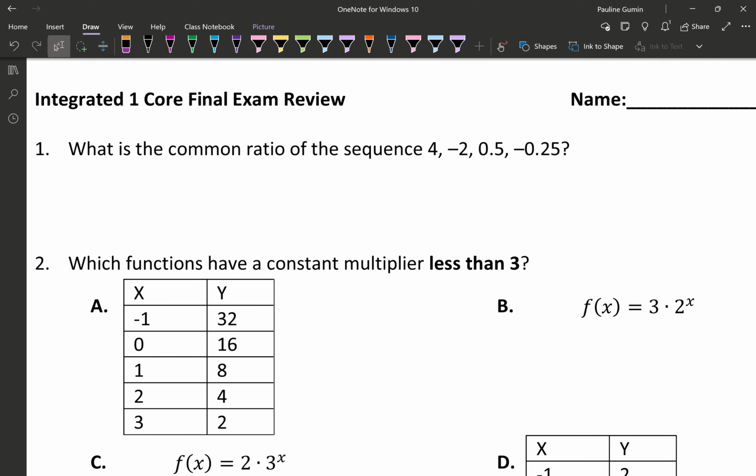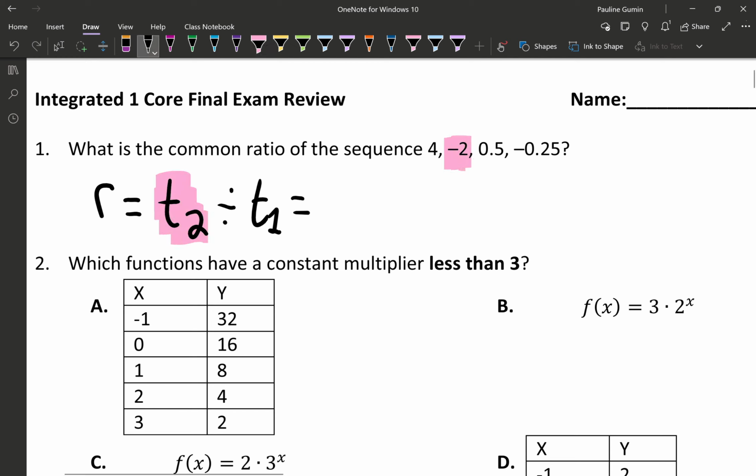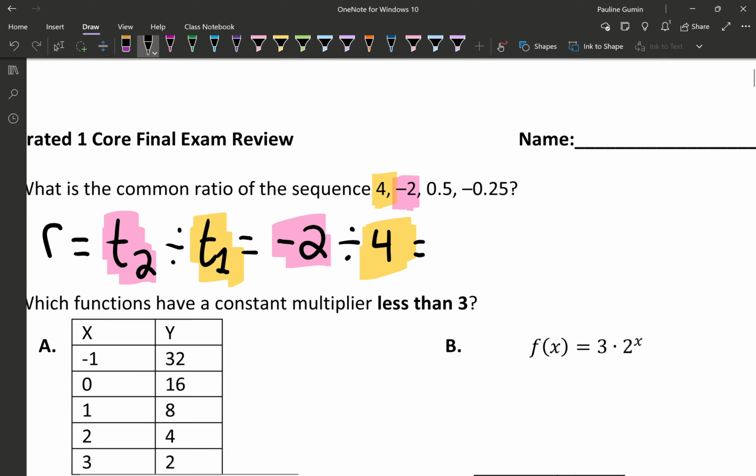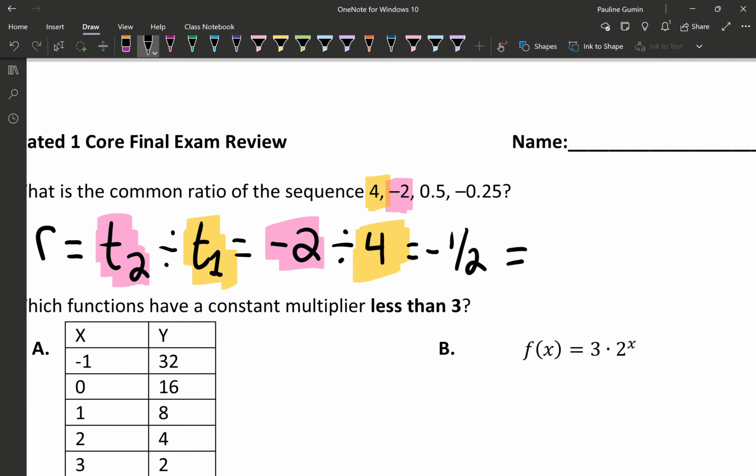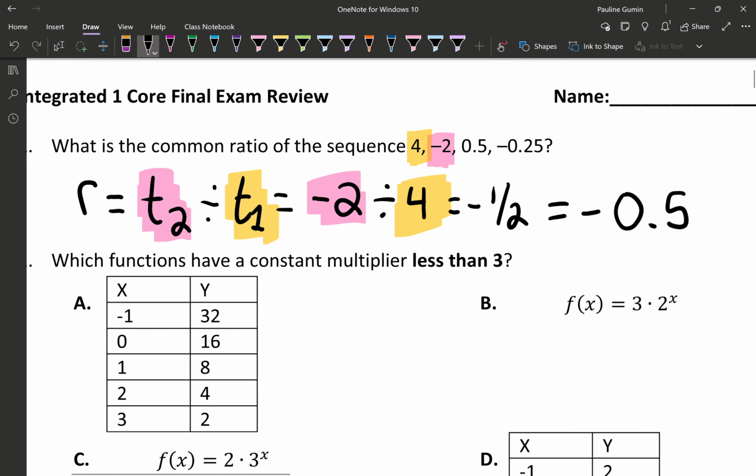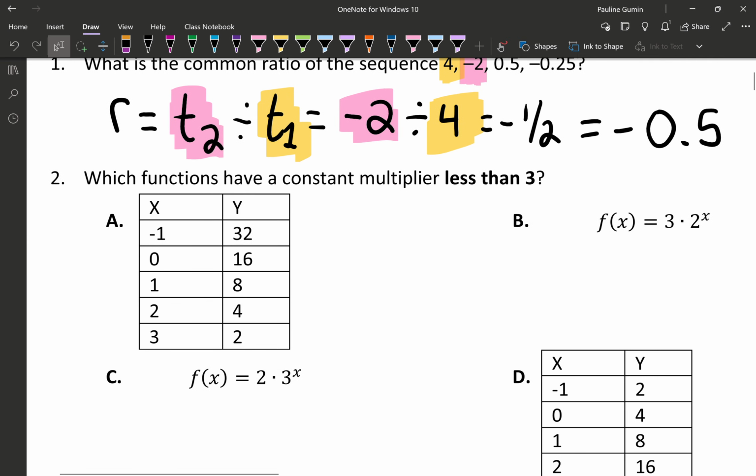Number 1. What is the common ratio of the sequence as follows? In order to find R, the common ratio, we do term 2 divided by term 1. Well, in this case, term 2 is negative 2 divided by our first term, which is 4. Negative 2 divided by 4 gives us an answer of negative 1/2, or you may have gotten it as negative 0.5 on your calculators.